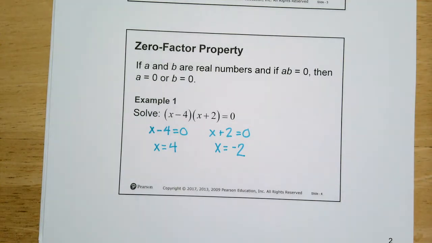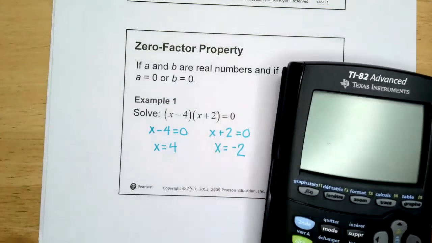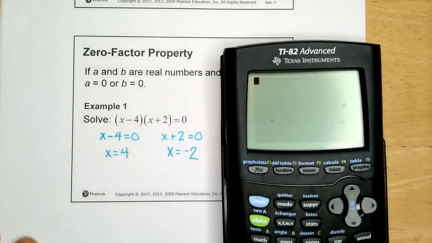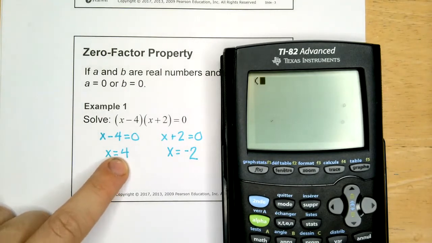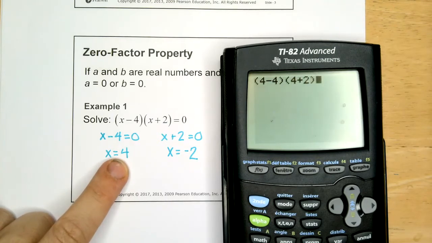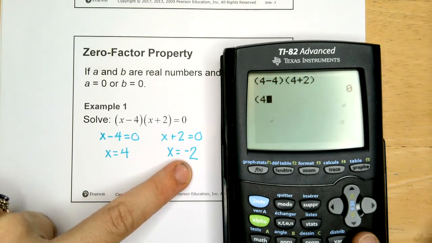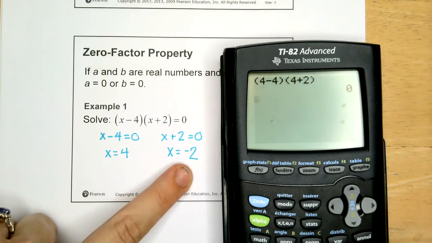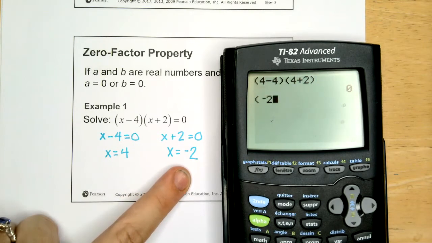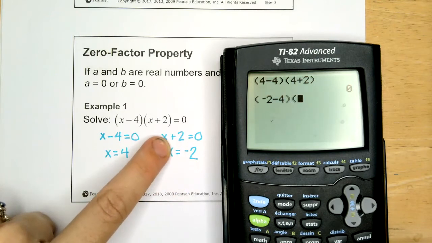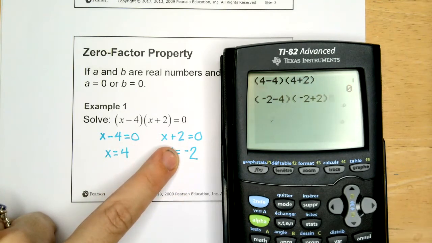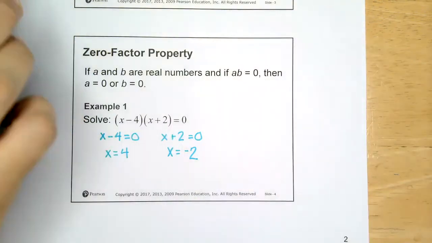Let's find out if those are true by checking our answers in the original equation. I have x minus 4, and instead of x, I'm going to put in one of my two solutions. 4 minus 4 times 4 plus 2 is 0. Now I'll try my other one. Oops, sorry, it cannot be 4. That has to be a negative 2 minus 4, and this has to be a negative 2 plus 2. And that also equals 0. So those answers check.